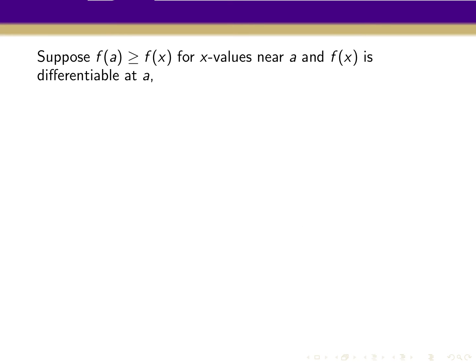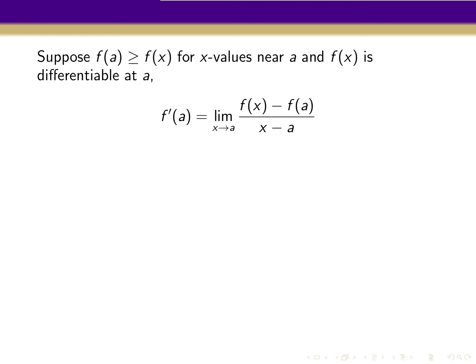So let's give a little bit more of a formal argument as to why the value of the derivative has to be 0 at, in this case, a relative max. Let's suppose that f(a) is greater than or equal to f(x) for all x values near a. So this is telling us we're dealing with a max because f(a) is bigger. And also we're going to suppose that f(x) is differentiable at a. Well, if it's differentiable at a, then we can calculate the derivative using the limit definition.